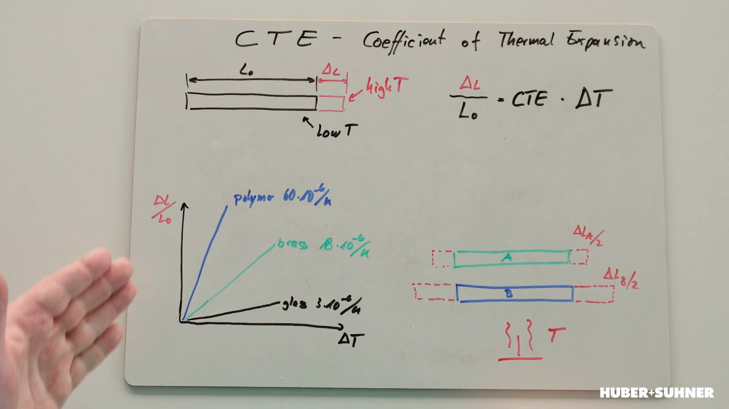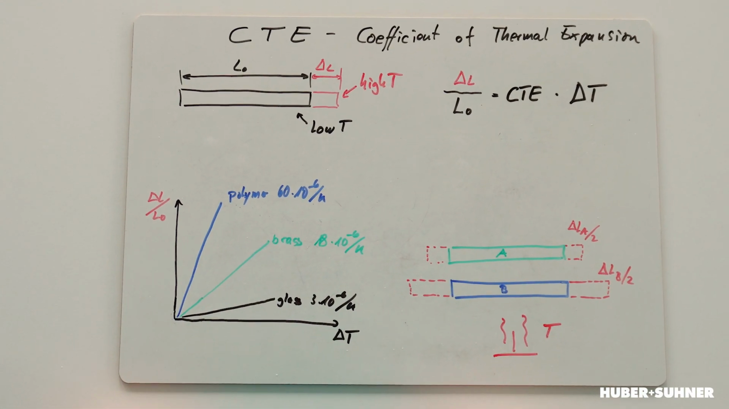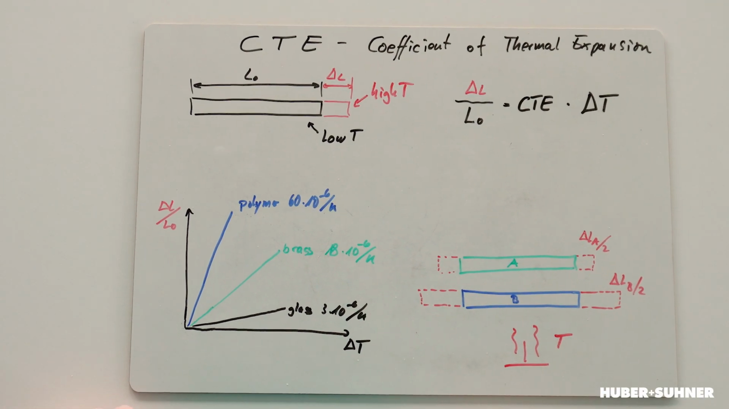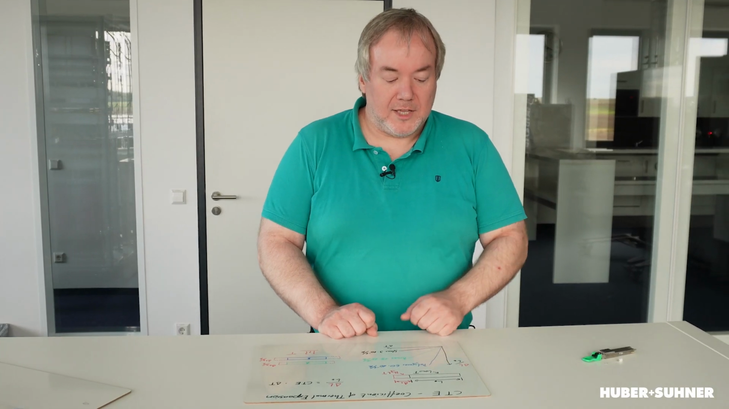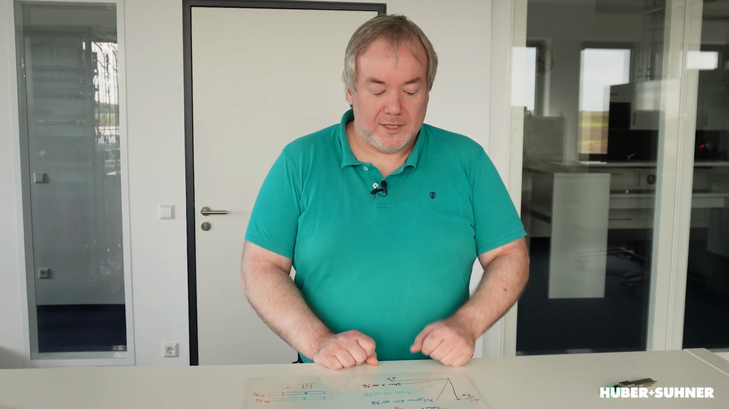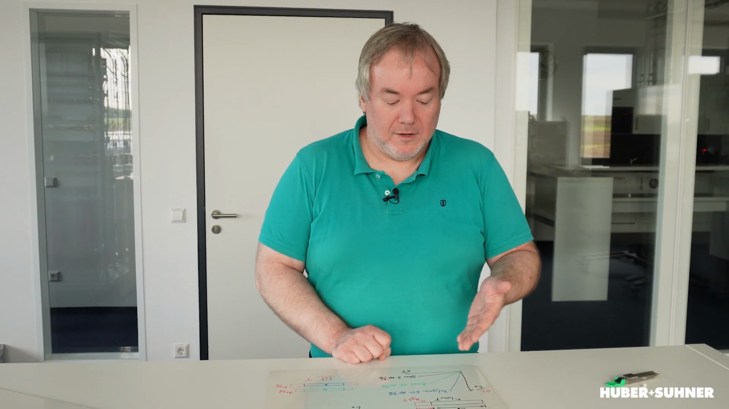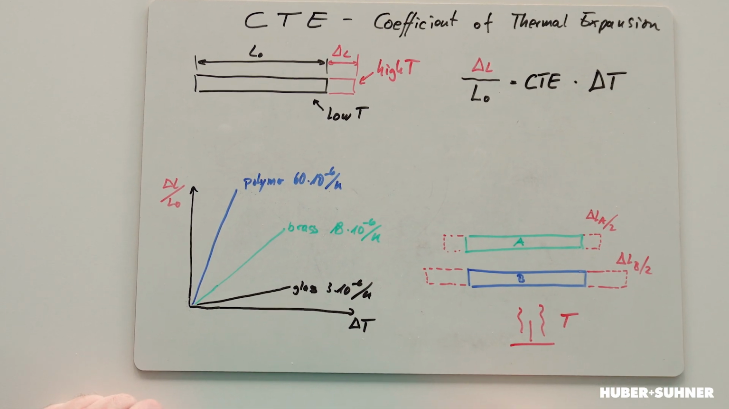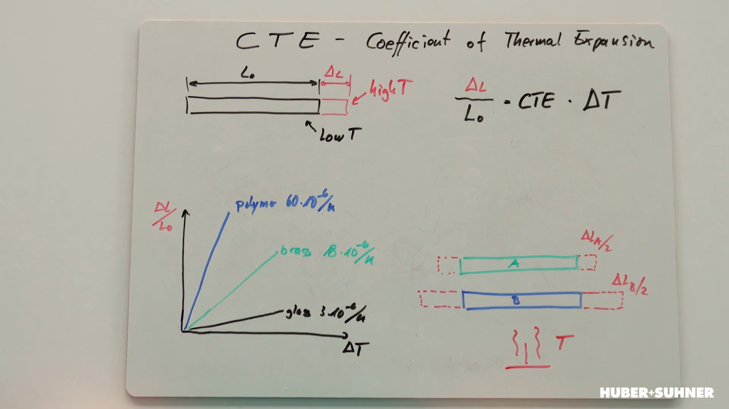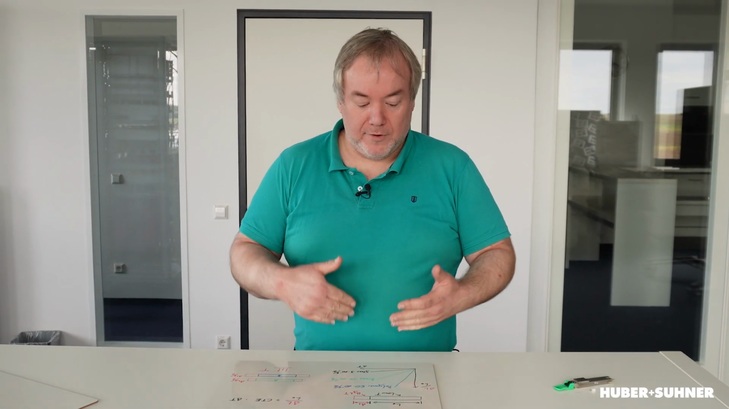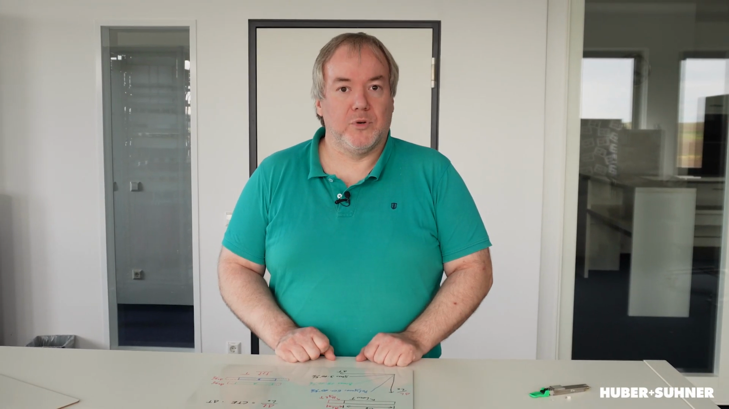And if we take a look at this graph, once again, the length difference and the temperature difference, we can see that different materials have different slopes. This means different CTEs. For example, polymer has 60 times 10 to the minus 6 per Kelvin, brass is at 18, and glass has 3. So basically this means if we are combining glass and polymer, we have a factor of 20 between the two materials.